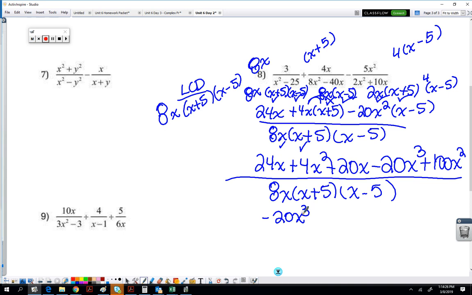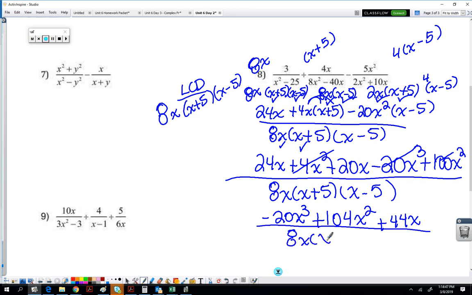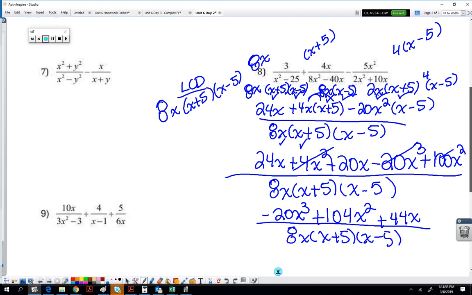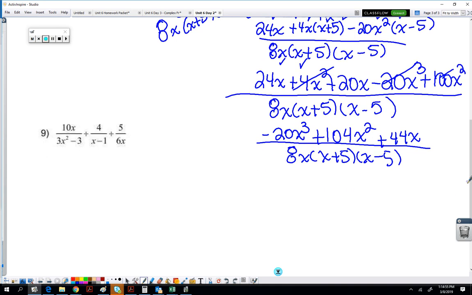And I'm going to combine my like terms. So 4x squared plus 100x squared is 104x squared. And now I combine my 24x and my 20x. So that is 44x all over my long LCD. Now you're probably thinking, we're done. We're not done. We're almost there. We got 2 more things.